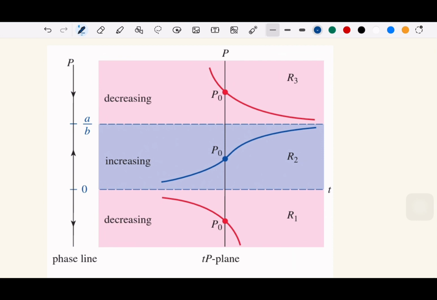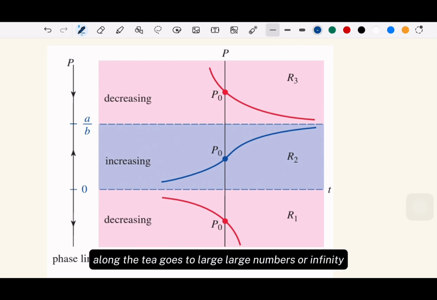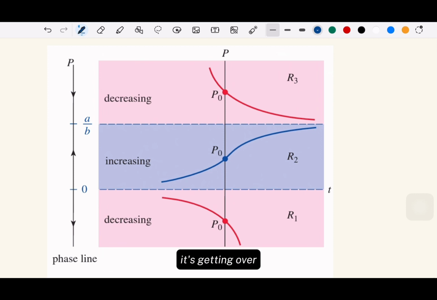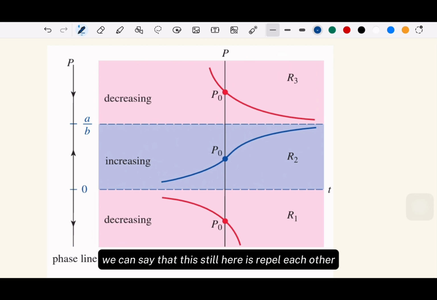And if you see from this point here, the second one, if we increase t to large numbers or infinity, we see that it's getting nowhere, right? It's getting nowhere. We could say that these two here repel each other, which means that it's very unstable.